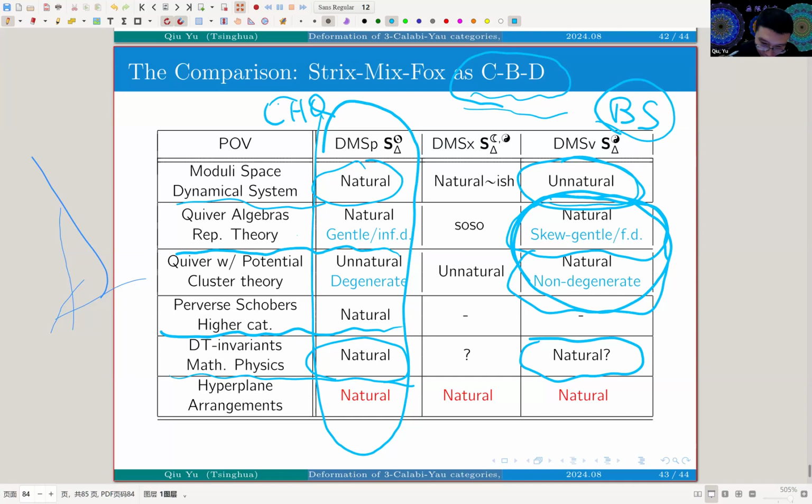Anyway, for this work, from the point of view of hyperplane arrangements, we see that all the things are natural, because they are natural generalizations of hyperplane arrangements of affine type C, B, D. So that's kind of our point of view.